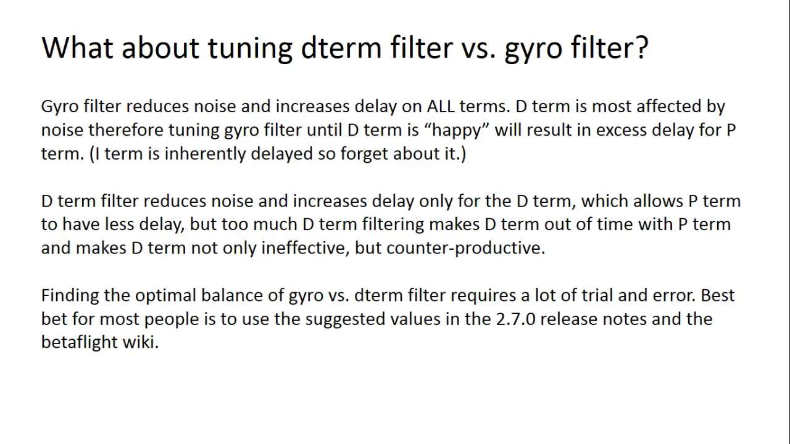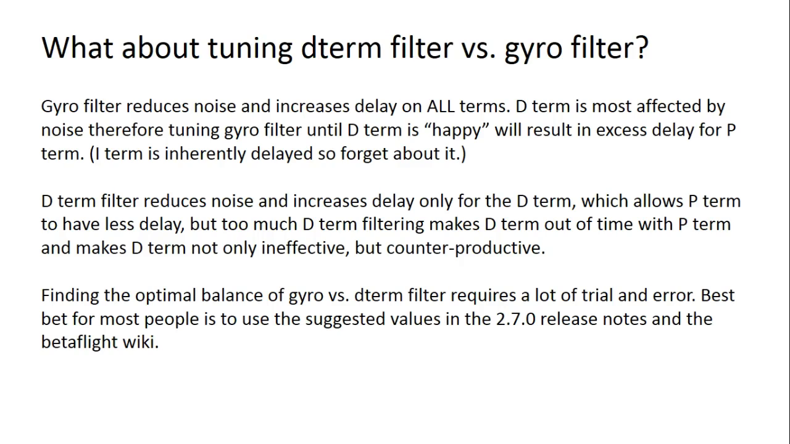This is something that most of us are not up to doing, and the best bet for most people is to use the suggested values in the Betaflight 270 release notes and the Betaflight wiki, and they give you suggested values for a very clean copter, a slightly noisy copter, a very noisy copter, and it says, you know, gyro LPF 100, D term LPF of 110. Just go, those ratios are really important. Why not gyro of 100 and a D term of 50? Well, that would be way too much delay, right?